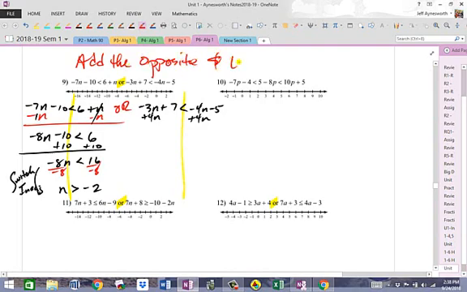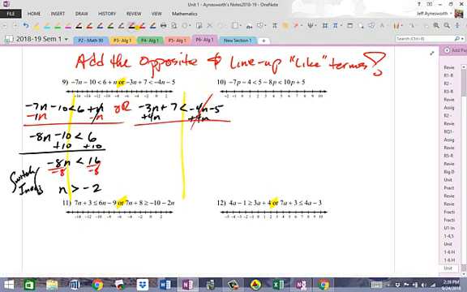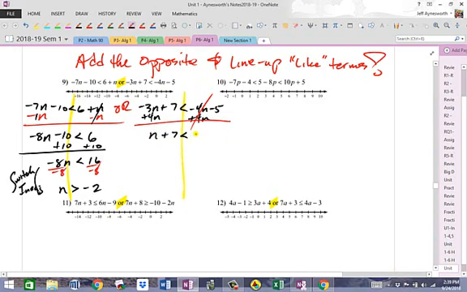And line up like terms. Okay, that's what I'm doing here. So let's add the opposite. Those cancel. Get 4n minus 3n is n, plus 7 less than -5. Subtract 7. Get n less than -12.